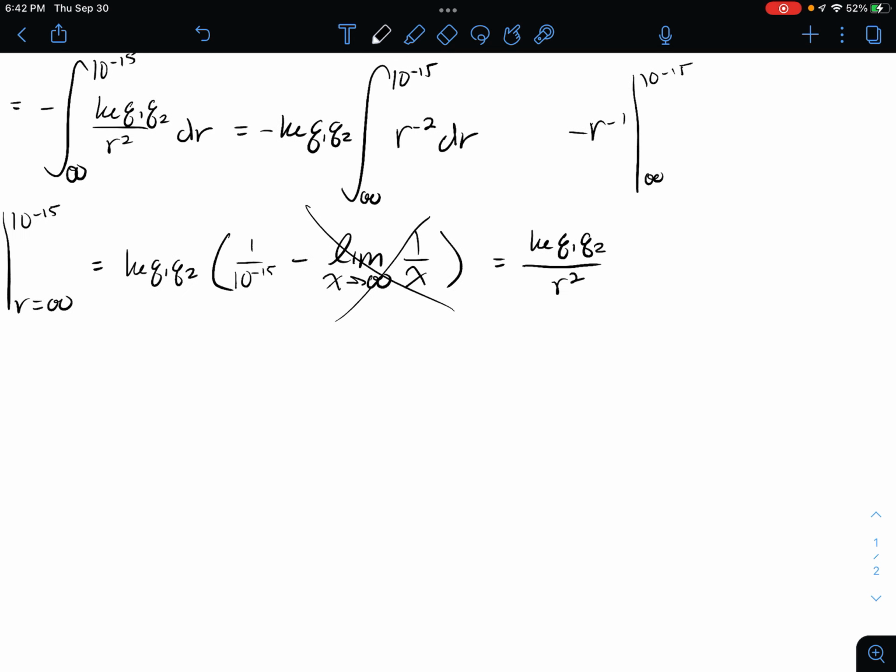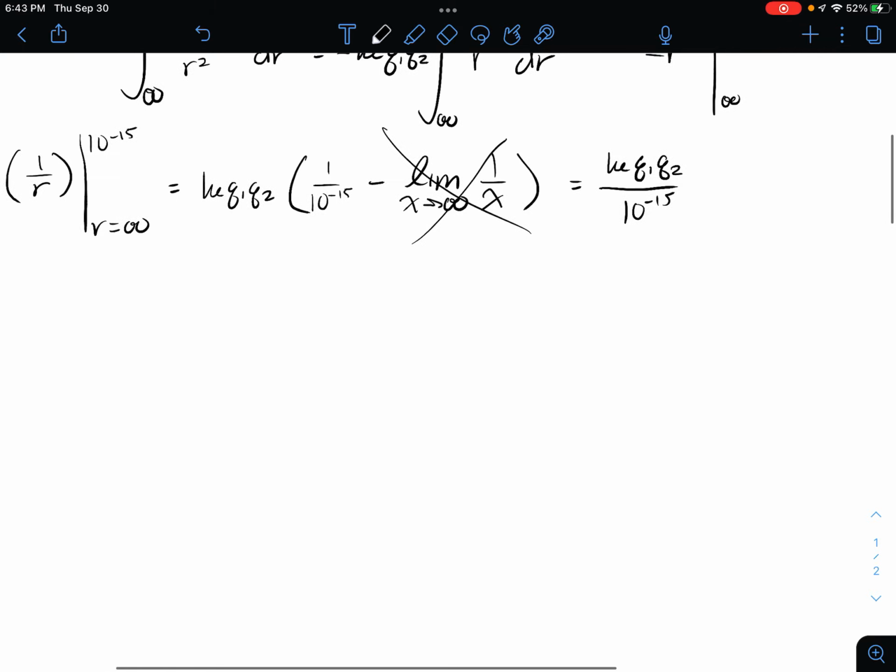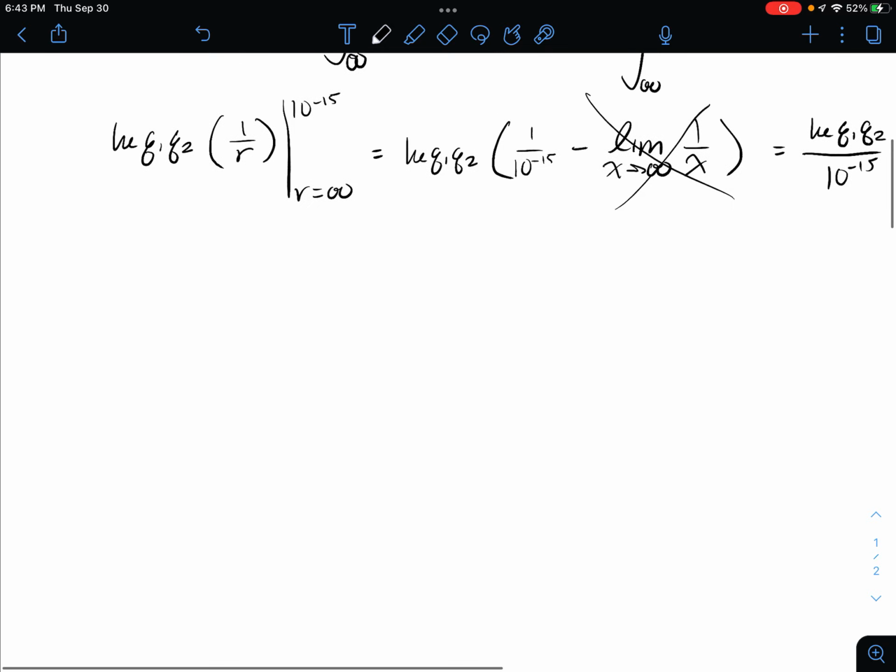Oh, sorry, not r squared. Ignore that. It's not over r squared, because that would be Coulomb's law again. This is just over 10 to the negative 15th. That is our equation. So now we're going to start plugging in charges and all that jazz.